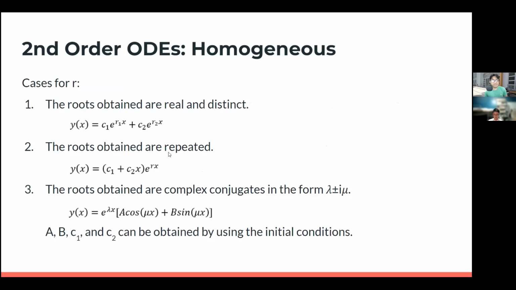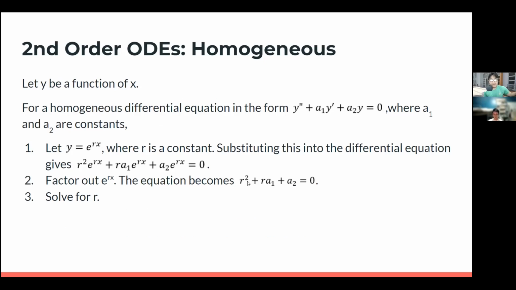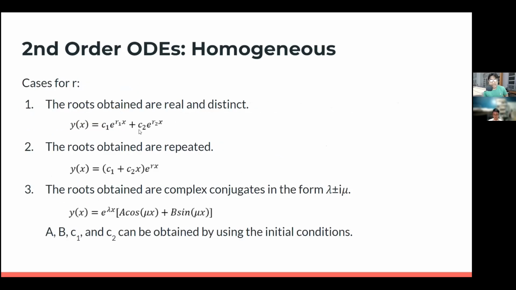We have 3 cases for our r. Since this is a quadratic equation, if we have real and distinct roots, the form of our solution is C1 times e to the R1x plus C2 e to the R2x. So whatever R we got, substitute it back here, then multiply by our integration constants. There are two integration constants because our differential equation is second order, so think of it as integrating twice.